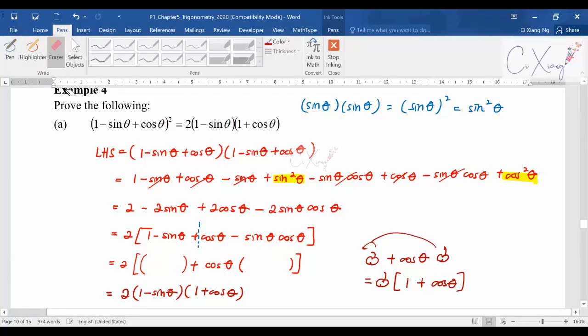So this is a small technique. Although we might not apply it very frequently, it is worth learning. I hope that you understand how we do the factorization for this part. So this is what we have for example 4.